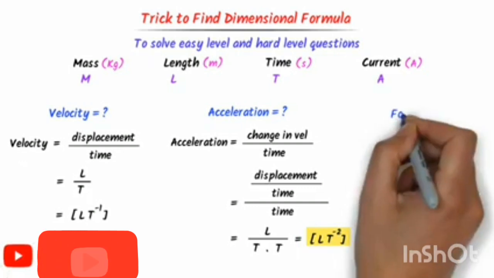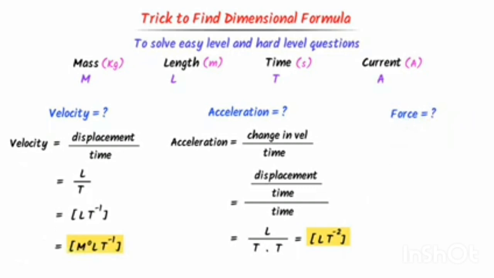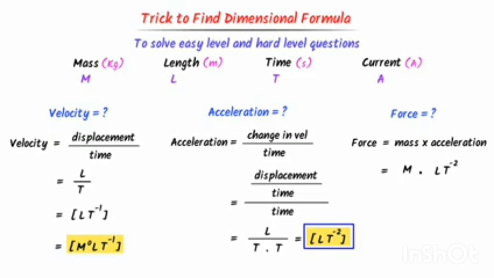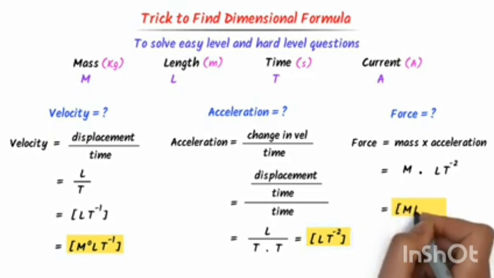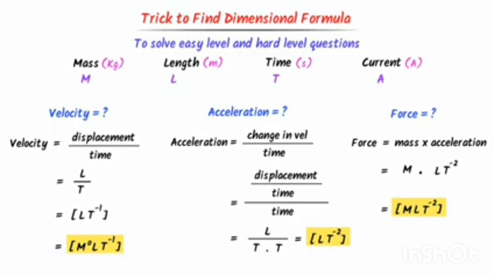Thirdly, find the dimensional formula of force. Well, we know that force is equal to mass into acceleration. The dimensional symbol of mass is M, and we have already calculated the dimensional formula of acceleration, which is LT^-2. I get MLT^-2. Hence the dimensional formula of force is MLT^-2. Note down all these dimensional formulas which I will directly use in hard level questions.